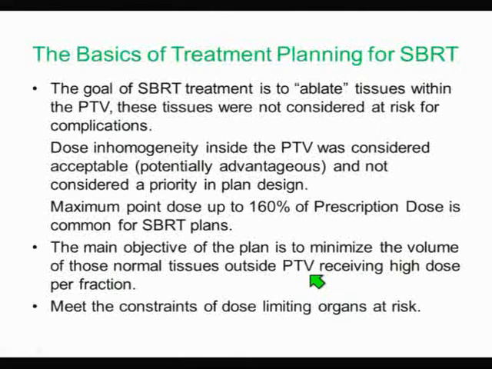Because 50% of the prescription dose for a 20 gray times 3 lung protocol is 10 gray. That's a very high dose. So you want to minimize the normal tissue outside the PTV covered by it. Of course, you also have to meet lots of constraints for those limiting organs.